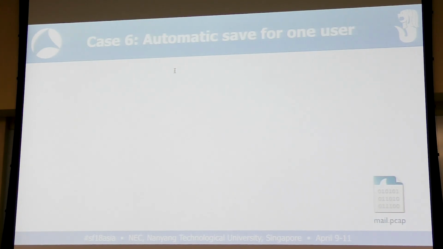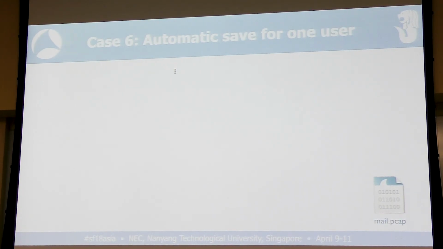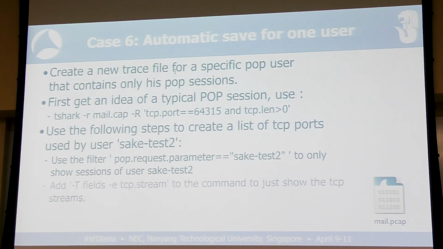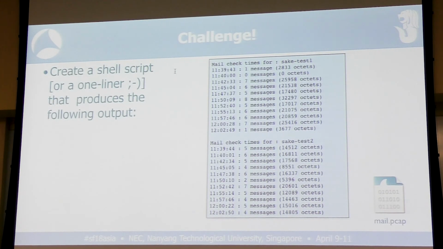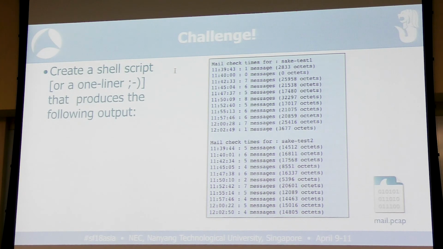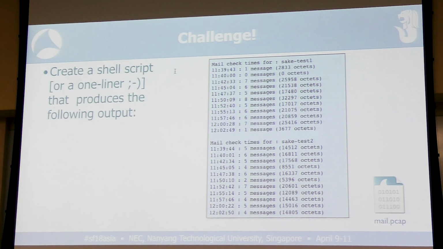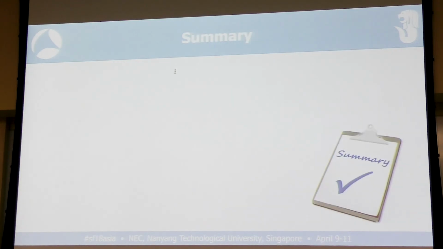That's it. Time for questions. There's an exercise in here. This exercise is a challenge for you. If you want, you can do it. There's a mail.pcap file, and there's POP requests in it. What if you want to have this output? Try to figure out how you can create this output, and send it to me if you want.